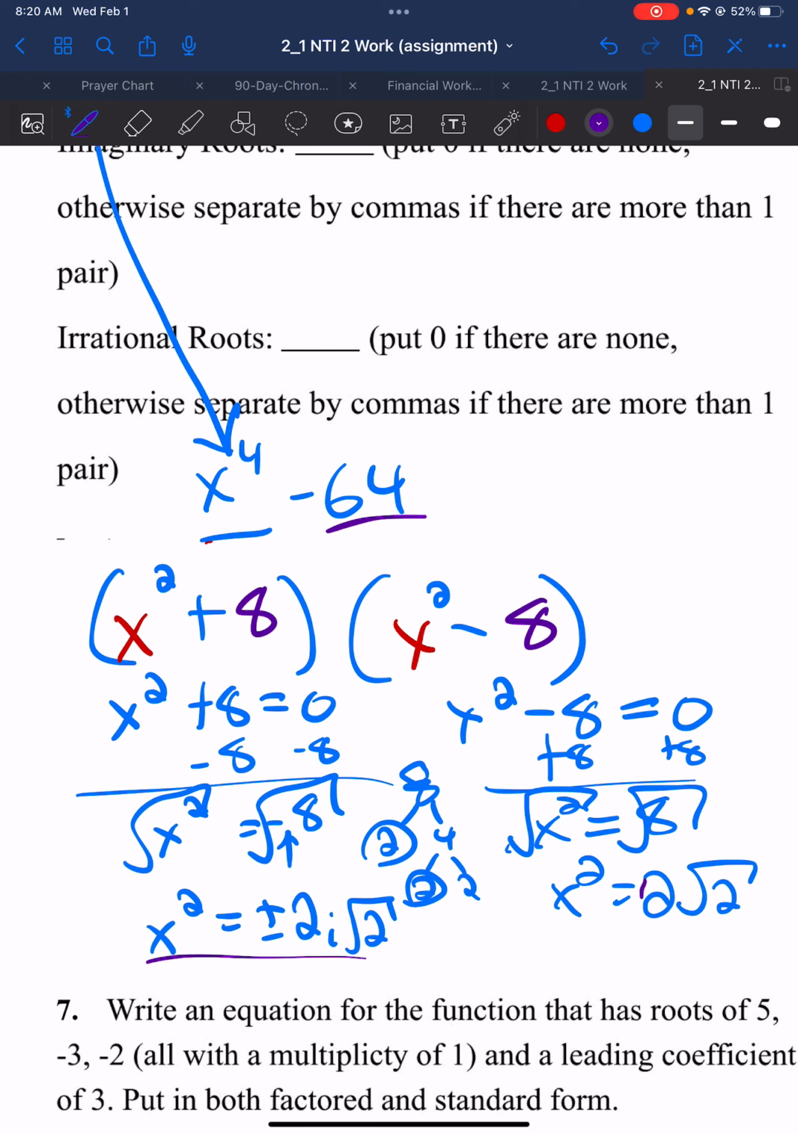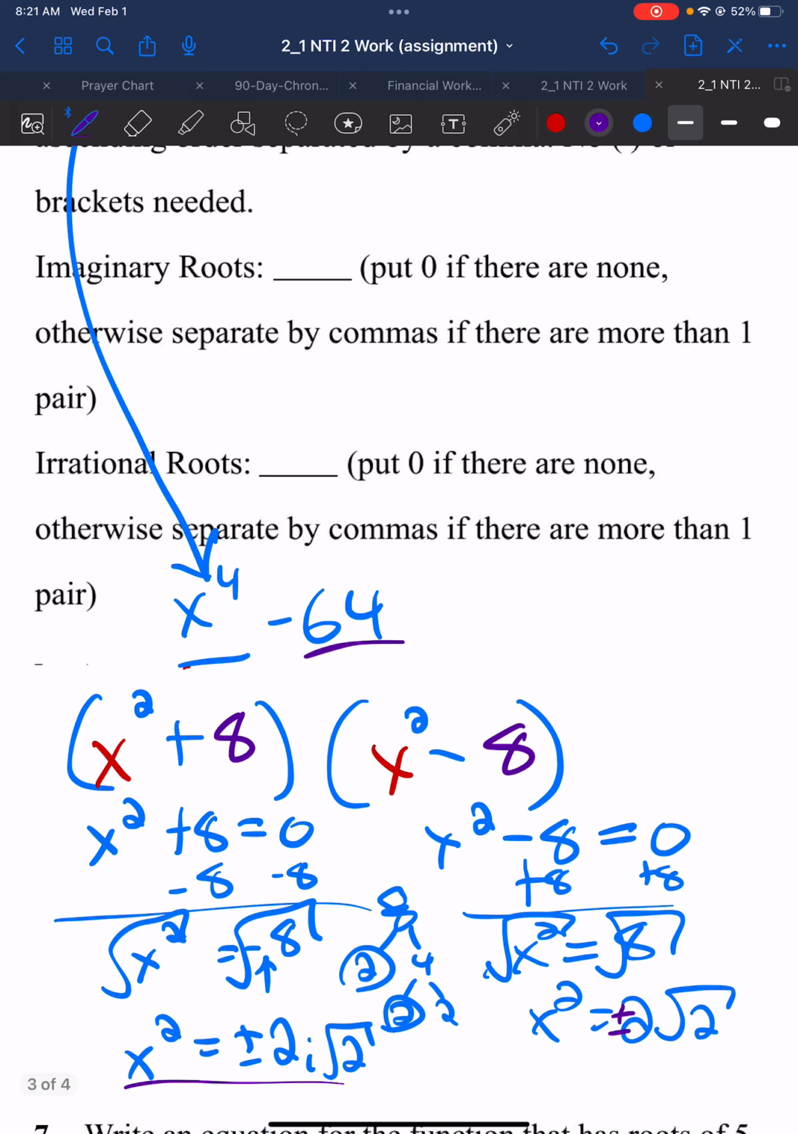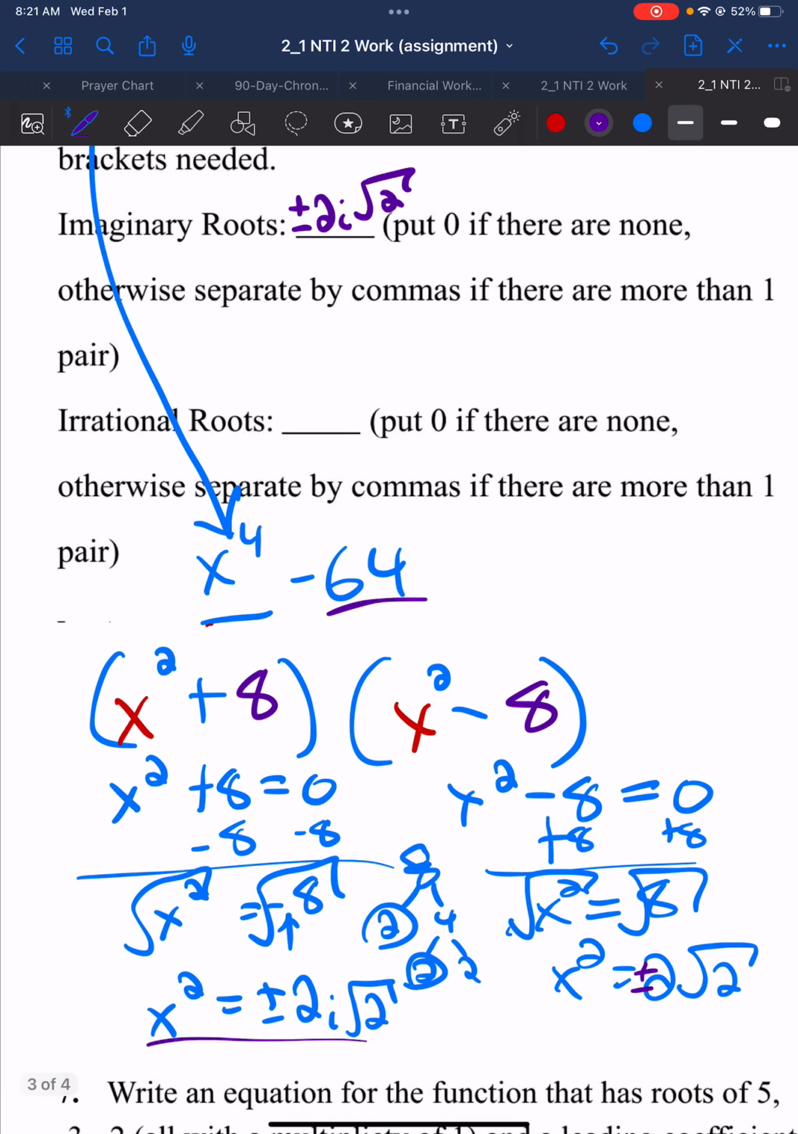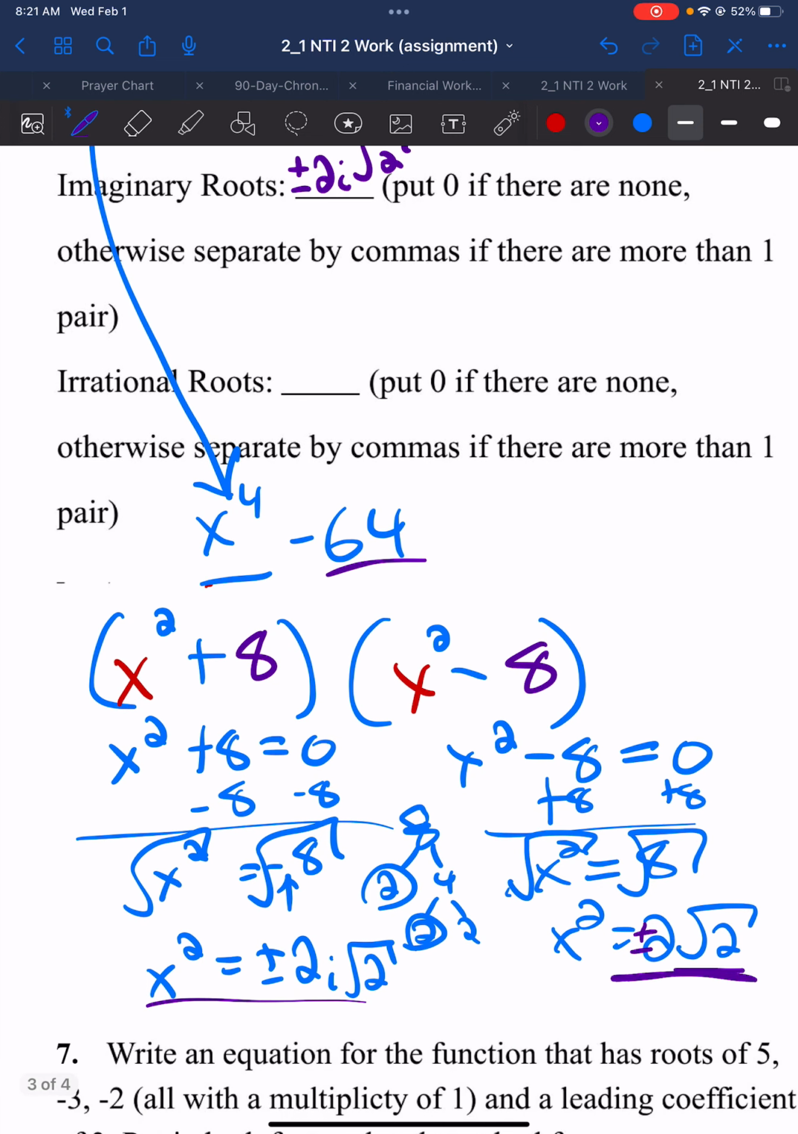There should be a plus or minus here too. And for the i, I'm going to have plus or minus 2i square root of 2. Remember, anytime you have an i, it's automatically imaginary, okay? And then here comes an irrational part. So my plus or minus right here, that I just underlined, plus or minus 2 square root of 2, I've got that right here.